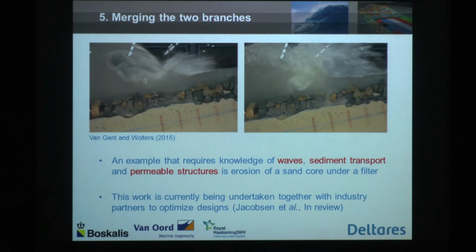So these questions about how much we can save in terms of design is something we are currently working on together with our industry partners. That's Boskalis, Van Oord, and Royal HaskoningDHV, all Dutch companies, so we can make one step further.